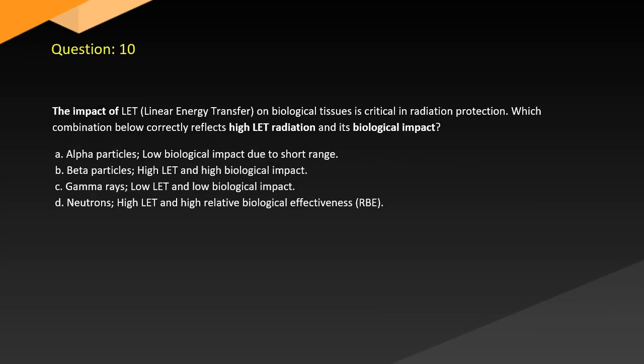Question 10. The impact of linear energy transfer on biological tissues is critical in radiation protection. Which combination below correctly reflects high LET radiation and its biological impact? A. Alpha particles, low biological impact due to short range. B. Beta particles, high LET and high biological impact. C. Gamma rays, low LET and low biological impact. D. Neutrons, high LET and high relative biological effectiveness.